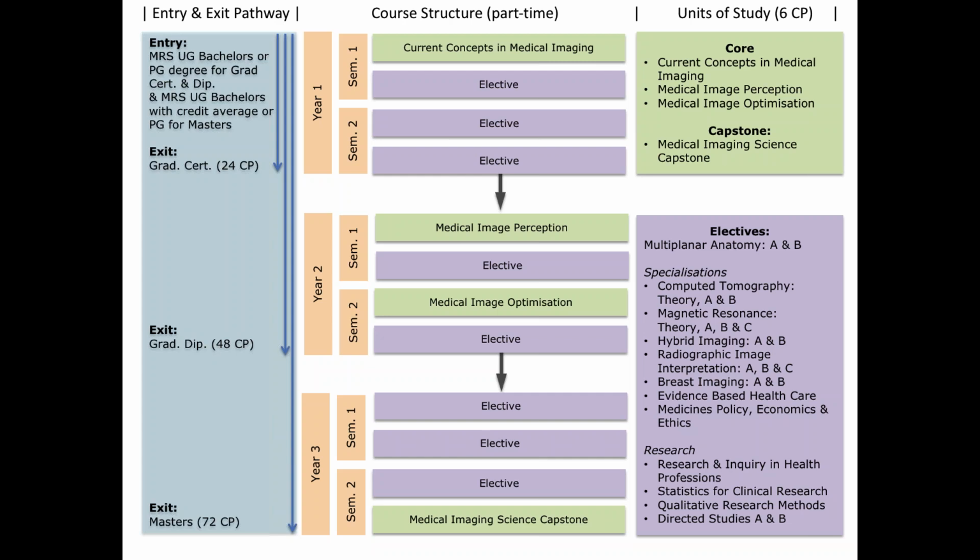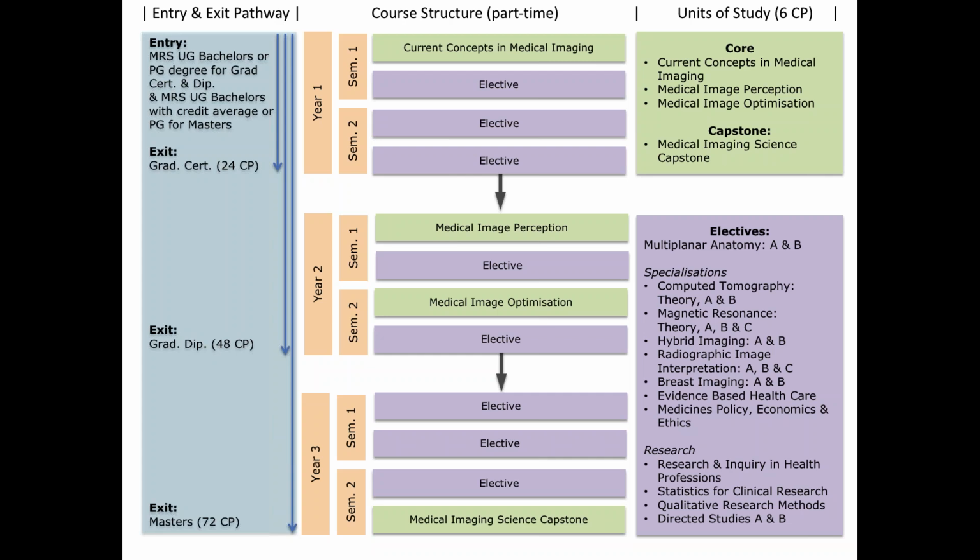So the course subjects are listed. So you can see here if you're doing the graduate certificate, you need to do current concepts in medical imaging as a course subject. If you're doing the graduate diploma, you can see that there's now 3 course subjects that include medical imaging perception, medical imaging optimization, and if you're doing the masters, you can now also see that there's a 4th, medical imaging science capstone.